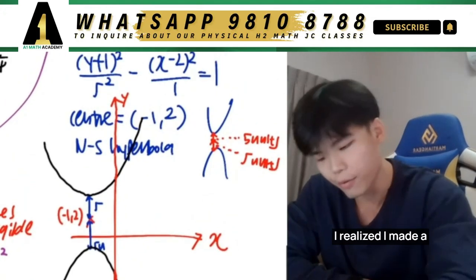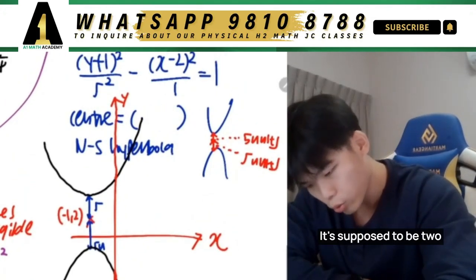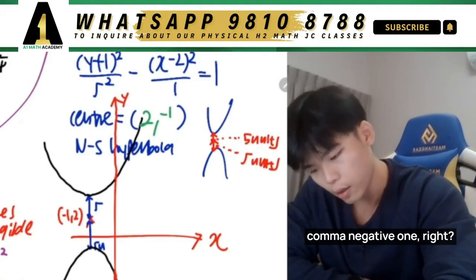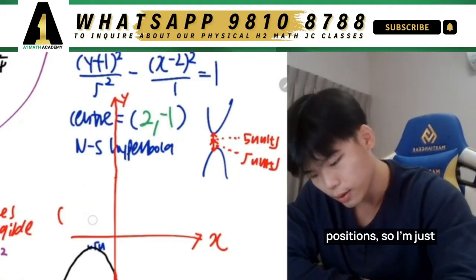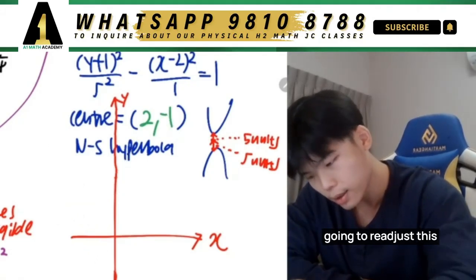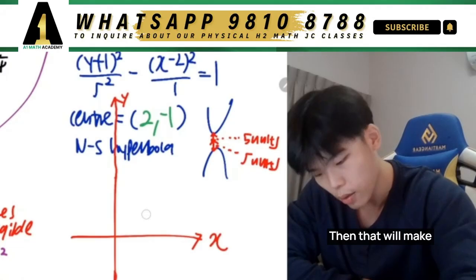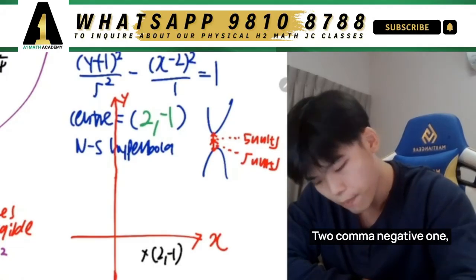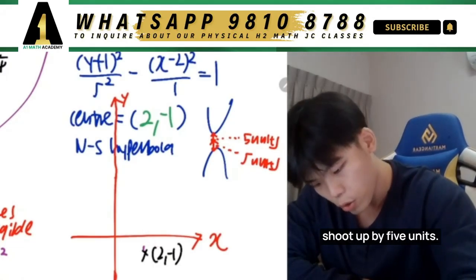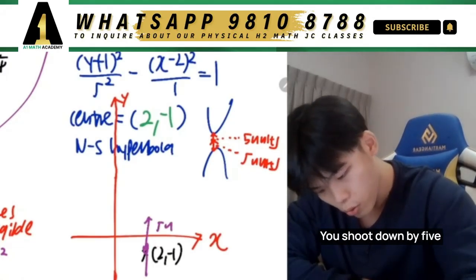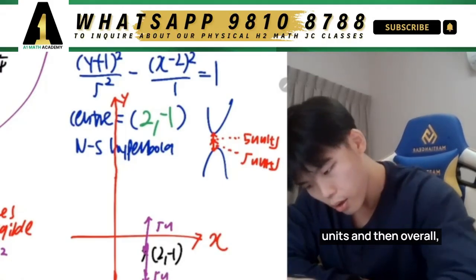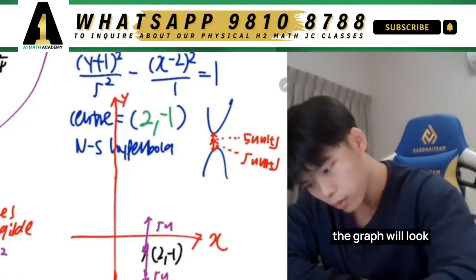Oh yeah, apologies. I realized that I made a small mistake here. Here is supposed to be 2 comma negative 1, right? I wrote in the opposite positions. So I'm just going to readjust this to come here instead. Yeah, then that will make more sense, right? 2 comma negative 1. And then from here, it will shoot up by 5 units. It will shoot down by 5 units. And then overall, the graph will look something like this now.